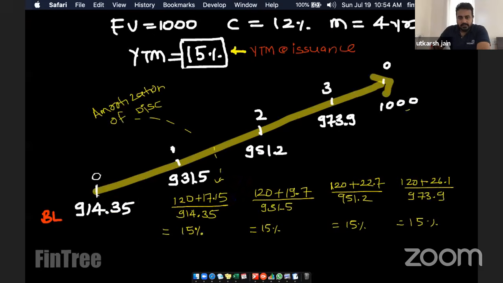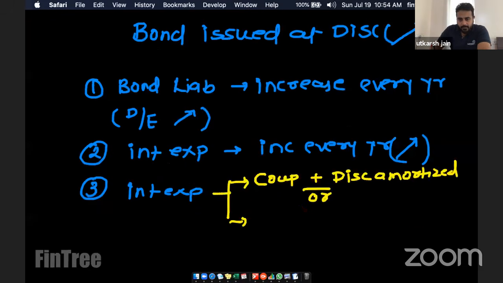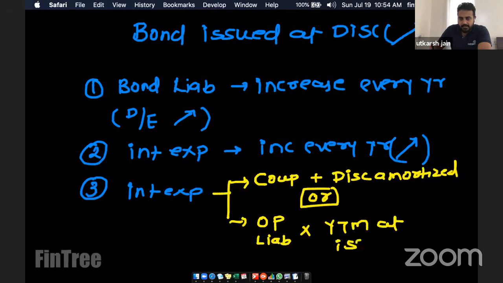Or second, take the value of the opening liability and multiply it with the YTM at issuance. Now, how does it work?